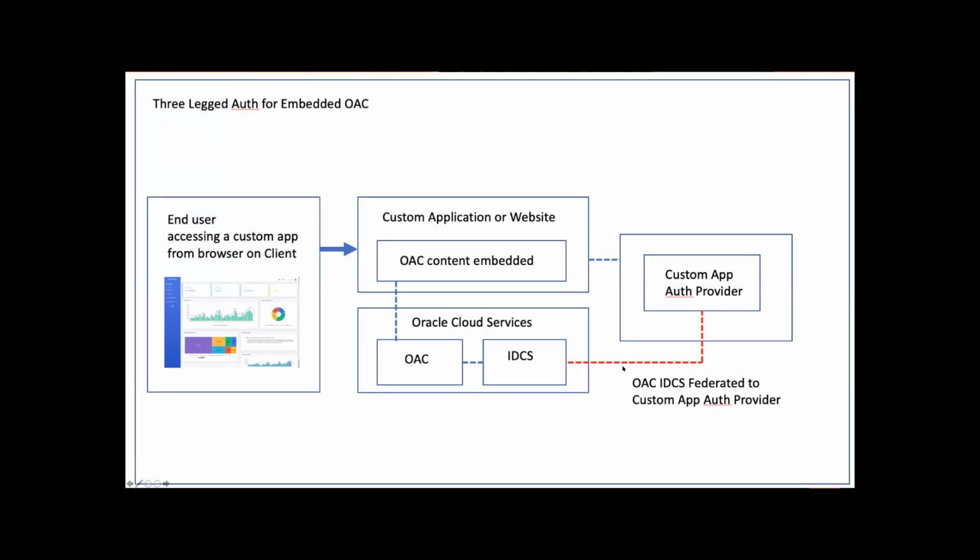So what you do is you federate those 2 authentication providers, and then using a config switch within that HTML that we were looking at earlier for embedding, you should then be able to log into your custom application or website, and then Oracle Analytics Cloud's content will be able to be authenticated as well, kind of like a sort of single sign-on, but using that federation.